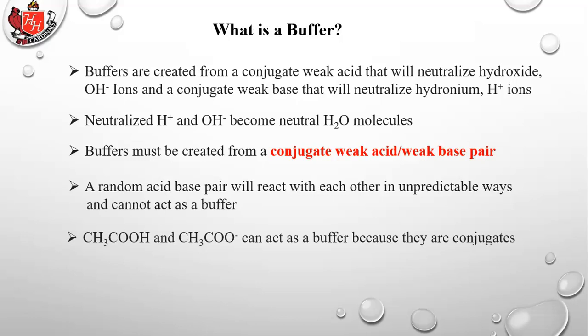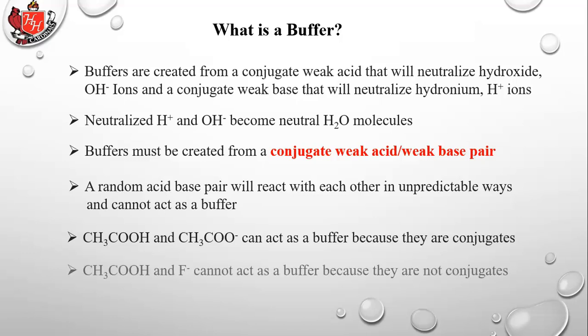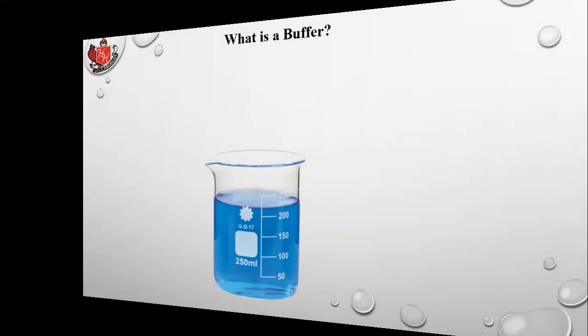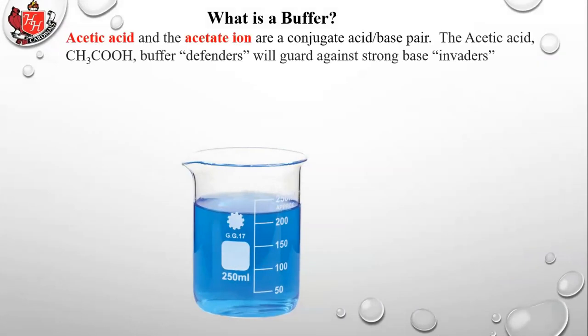So acetic acid, CH3COOH, and the acetate ion can act as a buffer because they are conjugates. But acetic acid and a fluoride ion cannot act as a buffer because they are not conjugates. Again, a conjugate acid and base differ from each other by exactly one proton. So acetic acid and the acetate ion are a conjugate acid-base pair.